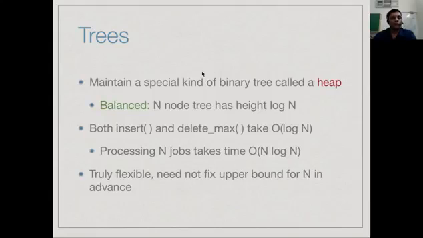That is, if I have n nodes in the tree, the height, that is the number of edges from the root to any leaf, will be log n. And with this, it will turn out that both insert and delete max are proportional to log n. And therefore, processing n jobs will take time n log n as opposed to n root n for the array or n squared for the linear representation. We also said that this heap in principle is flexible and can grow as large as we want, so we don't have to fix in advance the size of the heap that we need to keep.